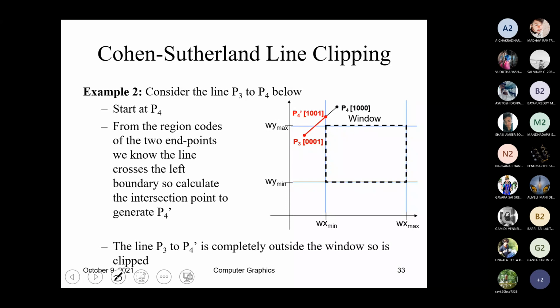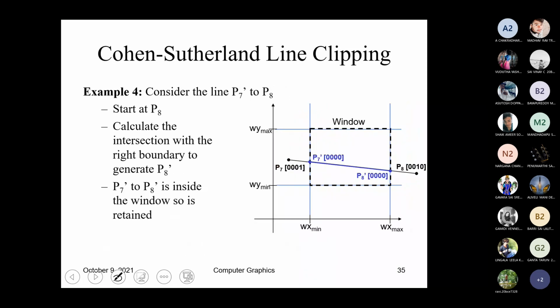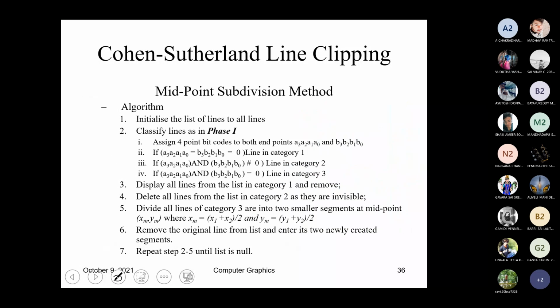Okay, the problem we will solve. So whether you want to write it down or go with the problem solving, this is your algorithm. First you will be initializing the list of lines. Then you assign all the 4-bit coordinates, so you will be mentioning all the regions. First you will be verifying that both endpoints' codes are equal to 0, then the line comes under category 1.